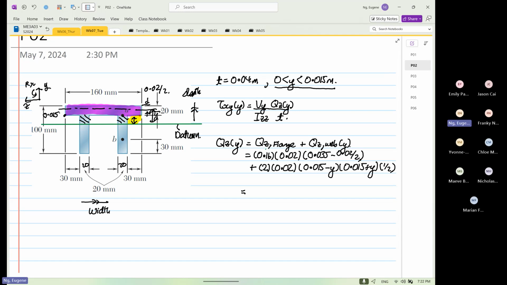minus y 0.02 divided by 2 times 0.2 times 0.16 is equal to 80 times 10 to the power minus 6 plus 0.015 squared times 0.5 times 2 times 0.02 is equal to 4.5.